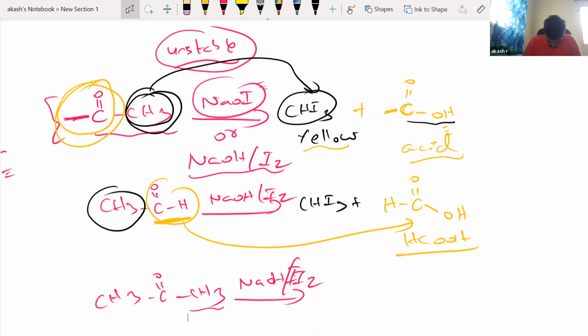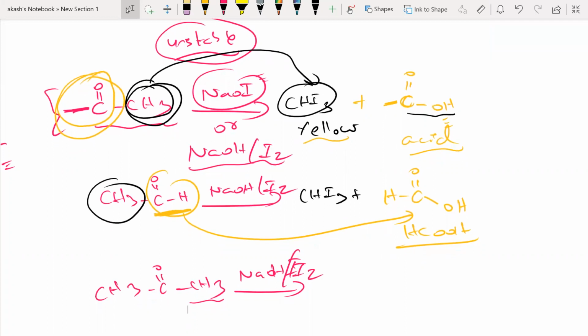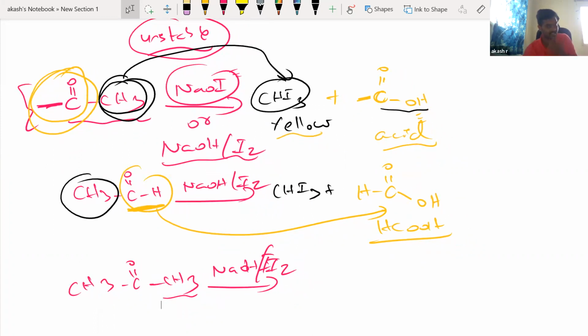CH3COOH and CHI3. Yeah, correct. There is no possibility of two different compounds, because both of them are CH3s. Don't worry about it, there are only two products. One is CHI3, the other one is acetic acid. That's it. Done.